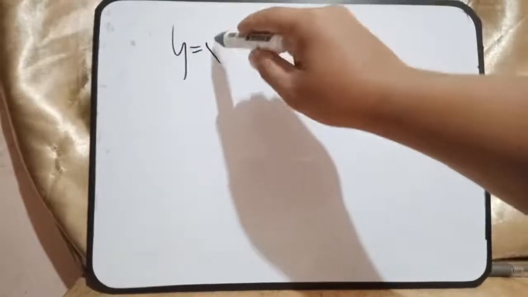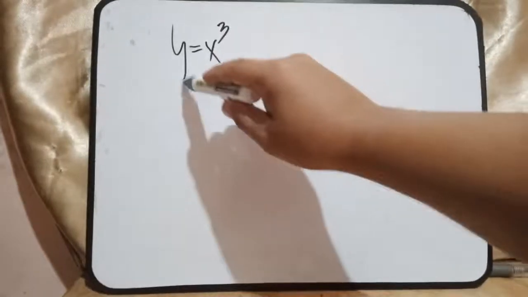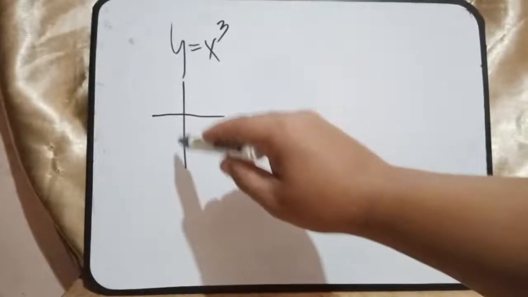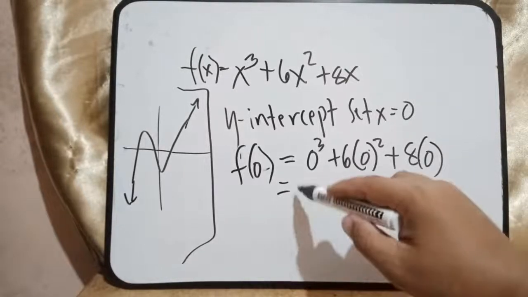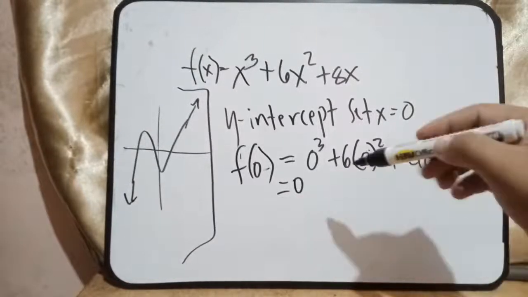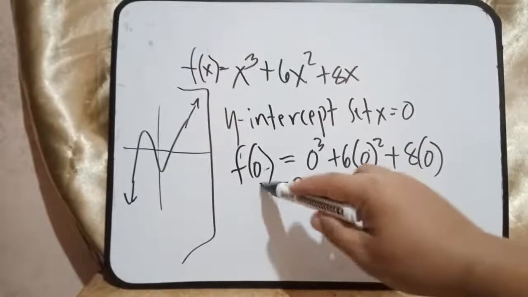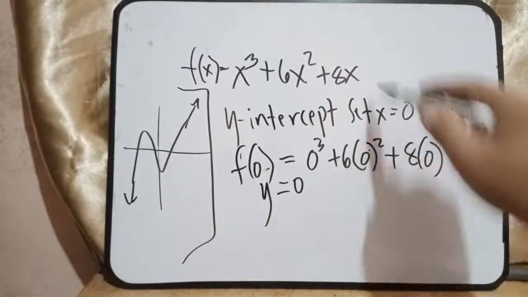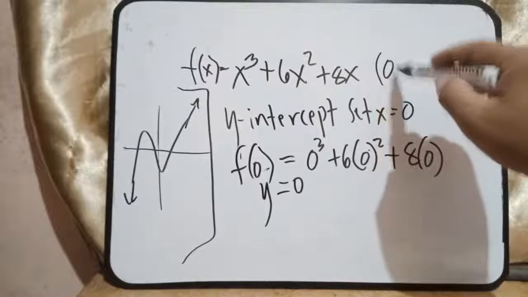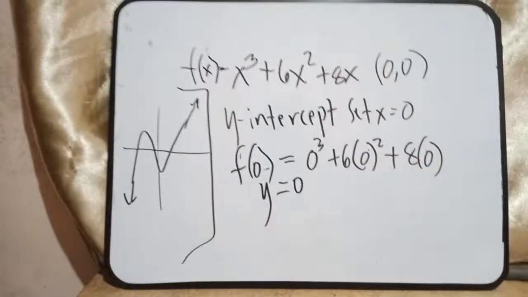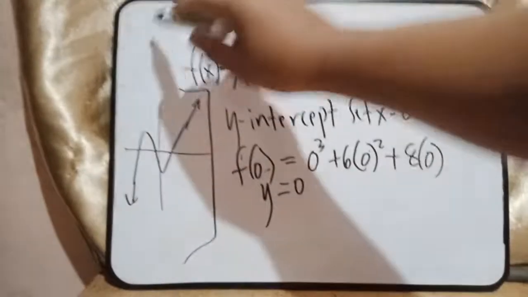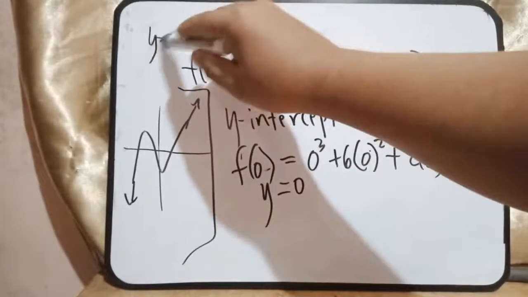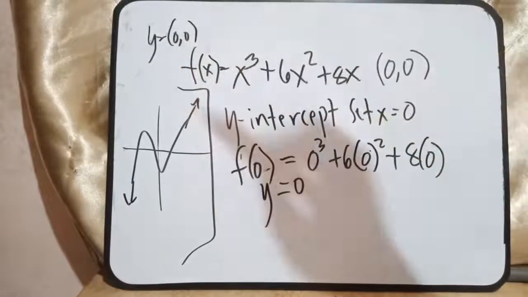Okay, say for example, y is equals to x cubed. So ang behavior ng line yan, so x times 0. Okay, so therefore, our y is 0. So yan, 0 siya. So we have here 0 and then 0. Okay, so that's for y-intercept. Sulat natin siya dito. For y-intercept, it is 0 and then 0.